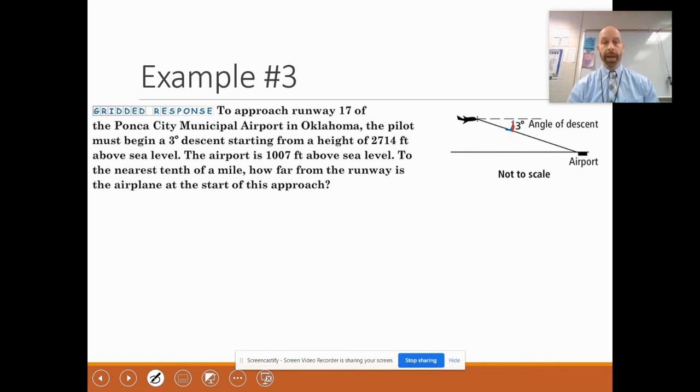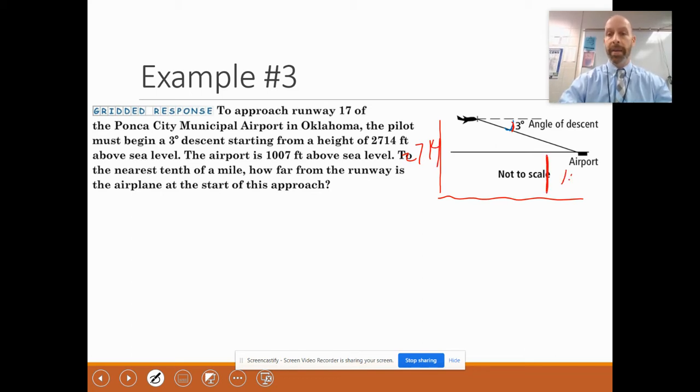And he's starting at 2714 feet above sea level. And the airport is 1,007 feet above sea level. Okay, so now this is interesting. Let's pretend this is sea level. We know that this is 2714. We know that this distance, the airport, is 1,007 feet above sea level. And they want us to figure out to the nearest mile what this total distance is. We want to figure out basically what this length here, x, is.